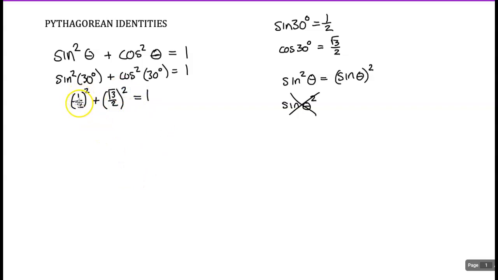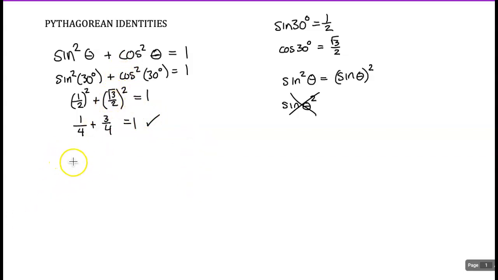So 1/2 squared is 1/4, and then √3 squared is 3, and 2 squared is 4. And so we do get a true statement that 1/4 plus 3/4 is equal to 1. So this is an identity that's always true. Sine squared plus cosine squared is 1.